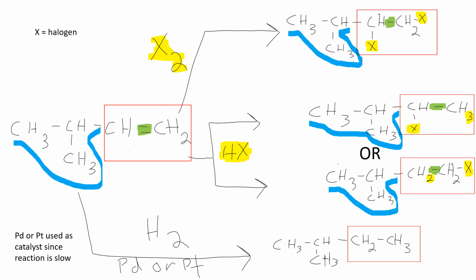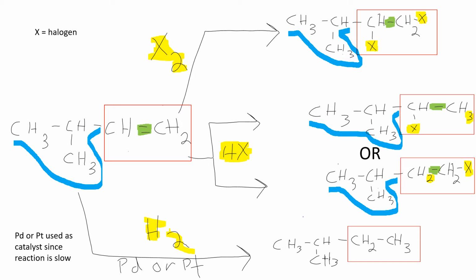I'm going to do one more addition reaction, again starting with the same alkene on the left. This time we're going to be adding hydrogen, H2. Adding hydrogen is sometimes called a hydrogenation. It's just a specific type of addition reaction.